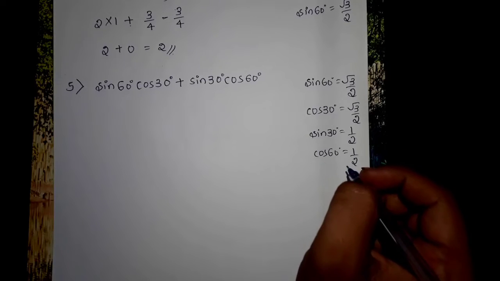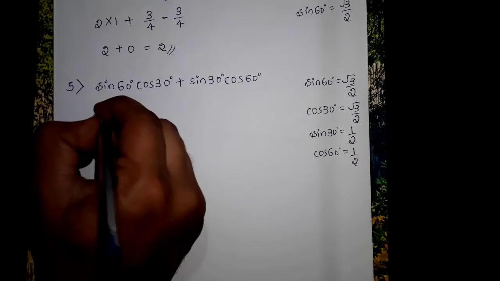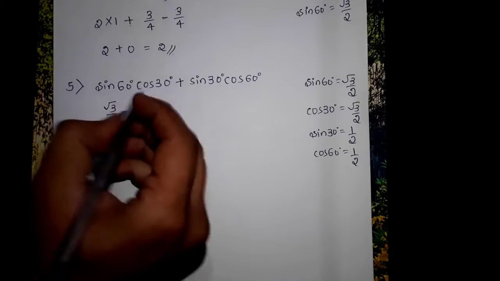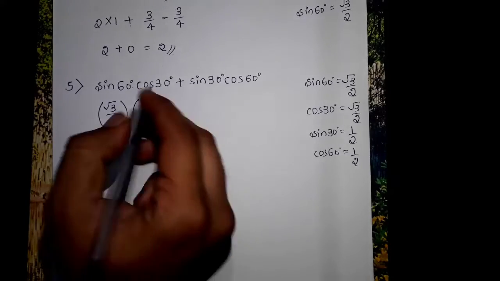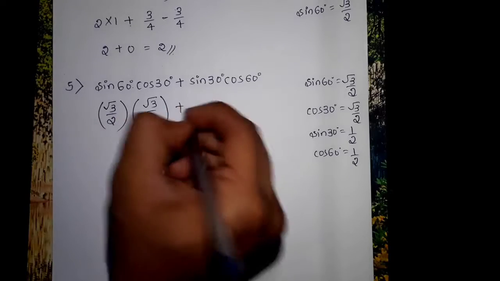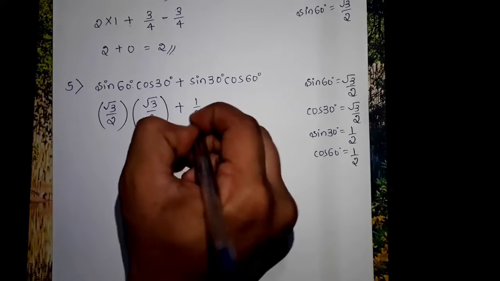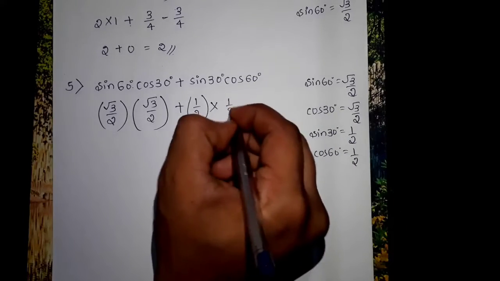Please remember the values, okay? These will help in solving problems. Sine 60 is root 3 by 2. Write down the root 3 by 2. If here it is nothing, it means into. What is cos 30? Root 3 by 2. Write down the root 3 by 2. Plus sine 30 is 1 by 2, into cos 60 is 1 by 2.